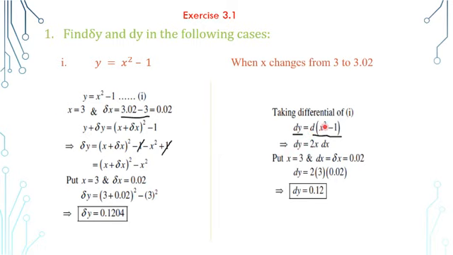Dy as it is, and differential of x square is 2x with dx, and derivative of 1 is 0. 0 into dx is 0. So dy is equal to 2x dx. Replace the value of x, that is 3, and value of delta x or dx, that is 0.02. We have dy is equal to 0.12.